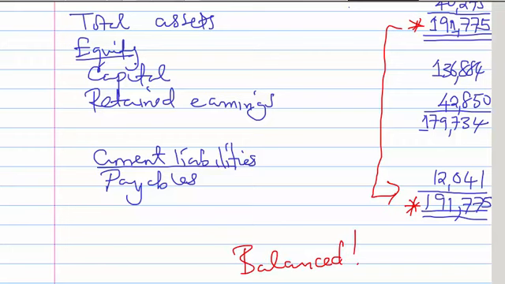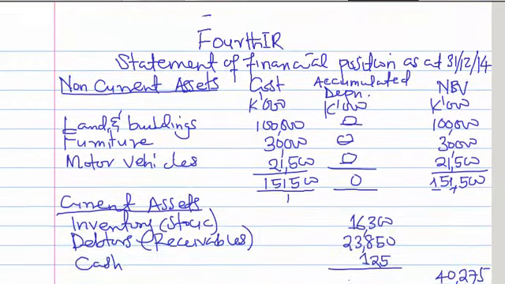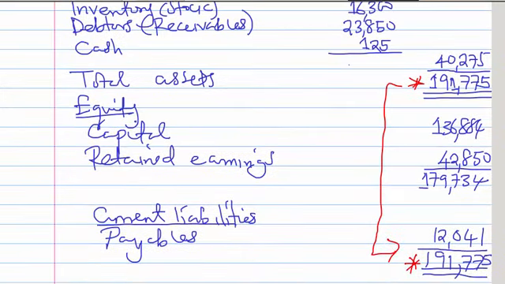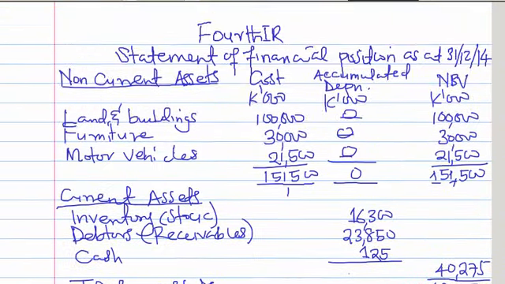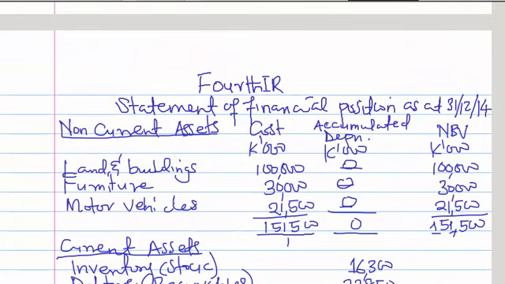and so we have balanced. So that's how you prepare your statement of financial position, and of course you don't have to have those things in red there, but basically this is how you do it.